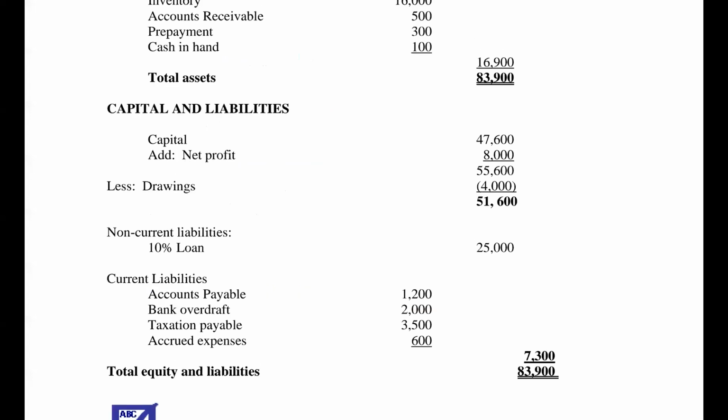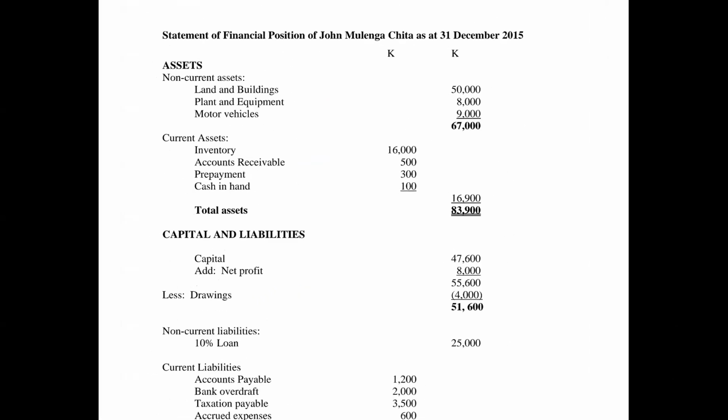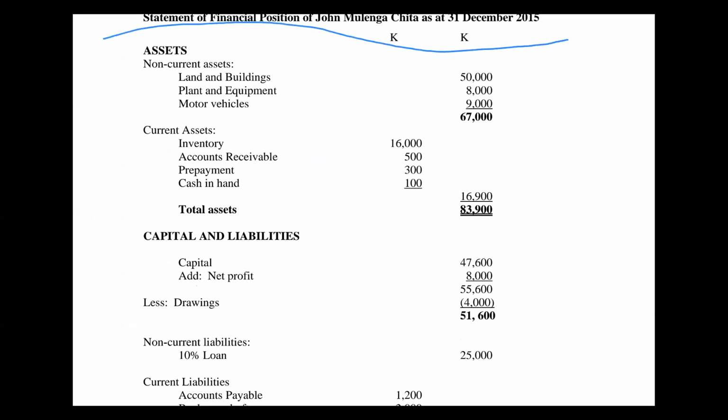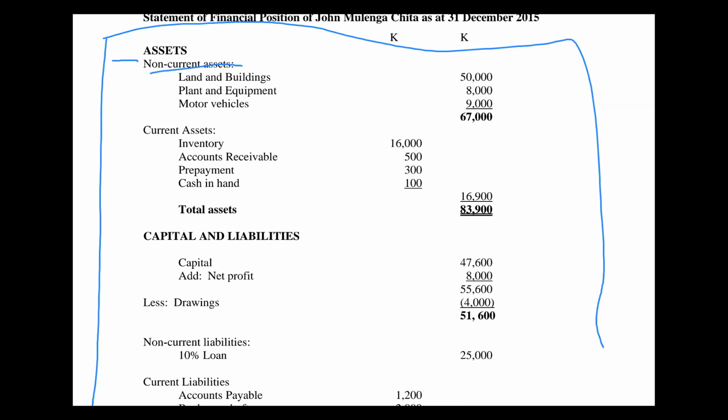So what is the balance sheet? The balance sheet takes this form. This is the form of a balance sheet. I'll describe the elements that are indicated on the balance sheet. Number one, we have the assets. With the assets, we begin with the non-current assets. The non-current assets are also called the fixed assets.